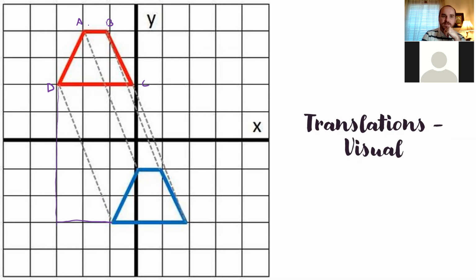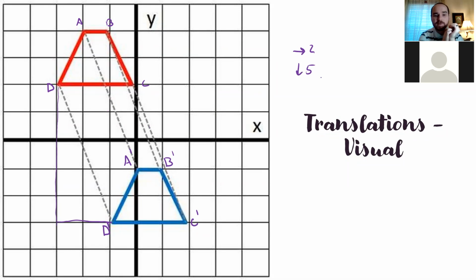So this point, since it was A originally, is going to be A prime. This point, which used to be B, is going to be B prime. This point, which was C, C prime. And this point, which is D prime. So this is a translation. The shape, you'll notice, is the exact same. The shape hasn't rotated at all. It's in the same orientation. It's still facing up, and it's just been moved. In this case, it's been moved to the right 2 and down 5.